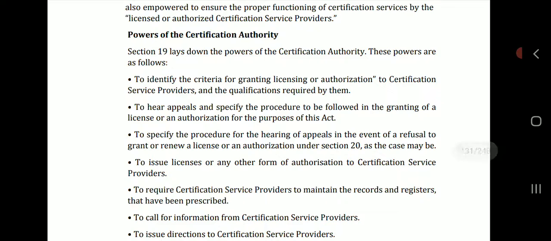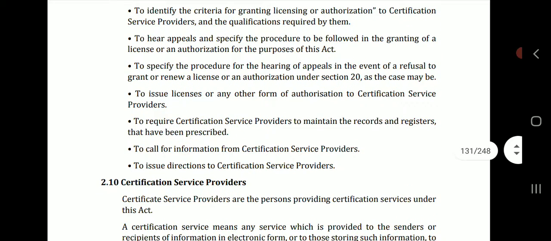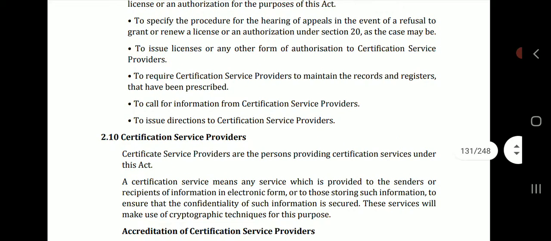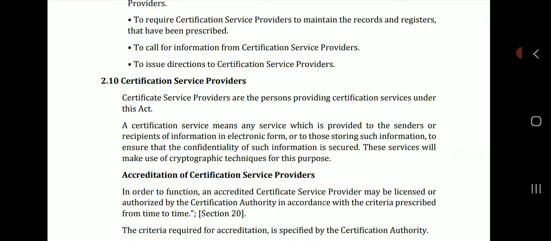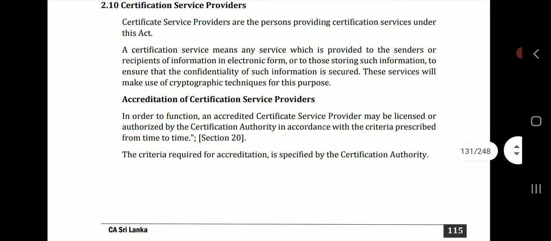Powers of the certification authority. Section 19 says they are to identify the criteria for granting a license or authorization, to hear appeals and specify the procedure to be followed for the hearing of appeals in the event of a refusal to issue licenses or any other form of authorization to certification service providers, to require certification service providers to maintain records, to call for information from certification service providers, and to issue directions to the CSPs. So who are the certification service providers?